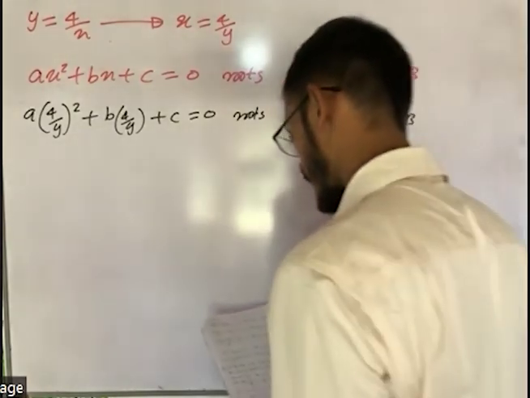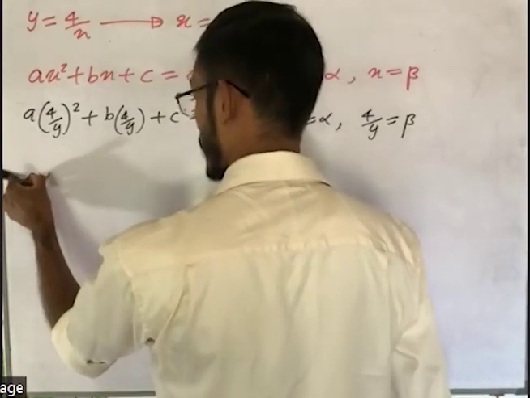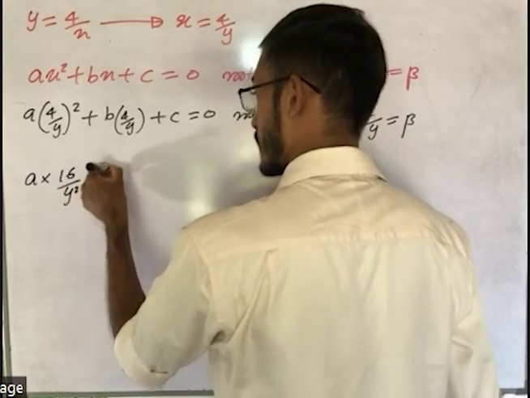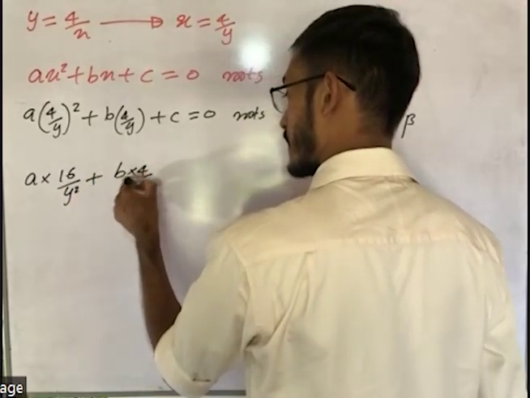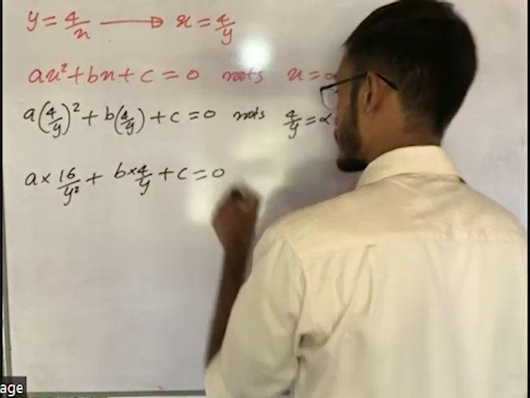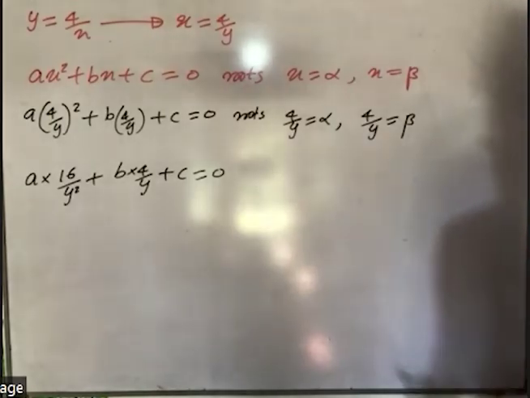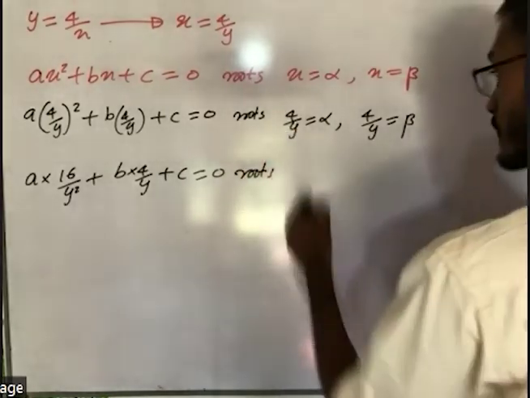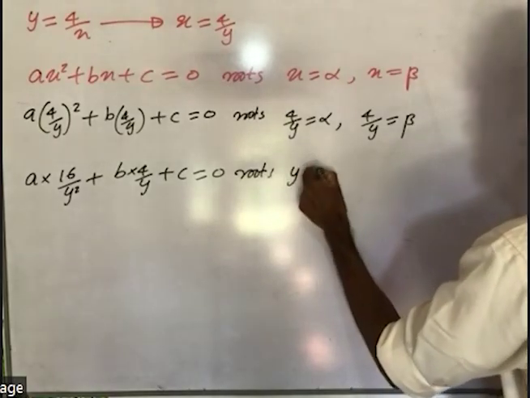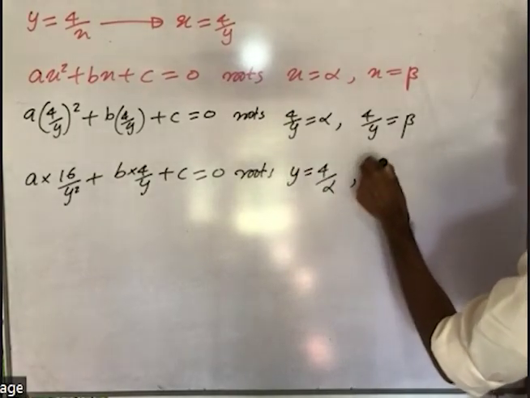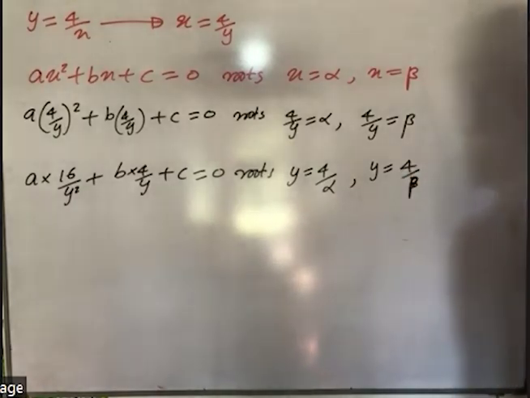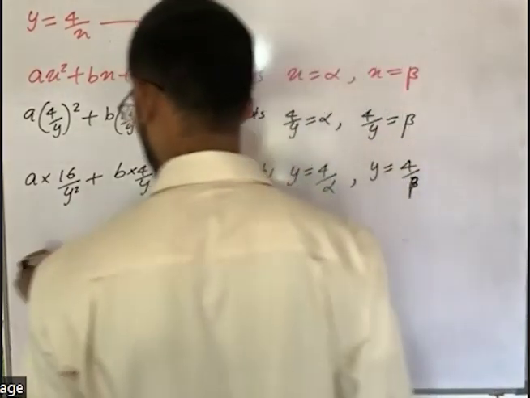Now let's simplify. So here a into 4 squared means 16 over y squared, plus b into 4 over y, plus c equal to 0. Here roots we can cross multiply and take the y value. y equal to 4 over alpha. Here y equal to 4 over beta. Right. Now take the common denominator.